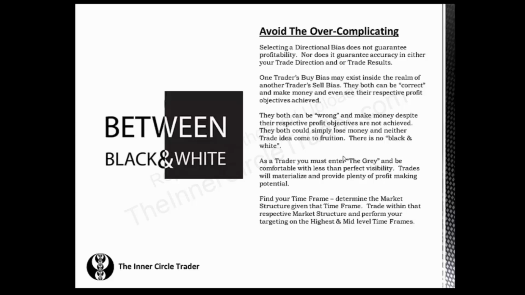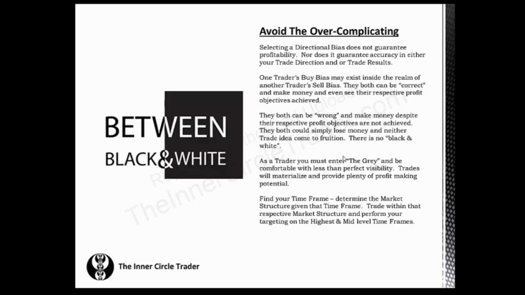Okay, so by selecting a directional bias, this does not guarantee profitability. It's very important you understand that. Nor does it guarantee accuracy in either your trade direction and or your trade results. One trader's bias may be bullish, they're looking for buys, and that may exist inside the realm of another trader's sell bias. They both can be correct and make money, and even see both their respective profit objectives achieved. They both can be wrong and make money despite their respective profit objectives not being achieved. Again, it's not about being quote-unquote correct. It's about being profitable.